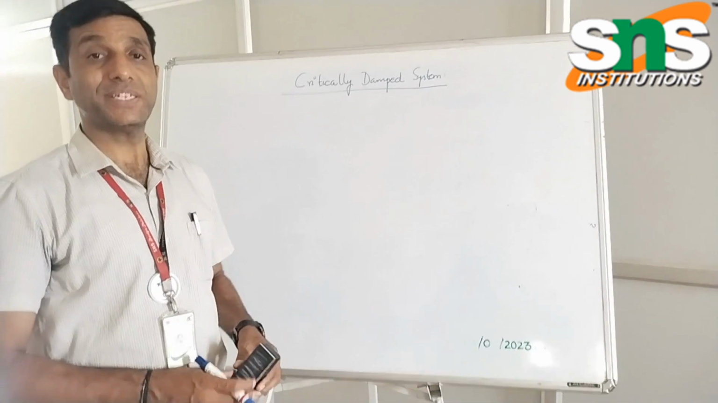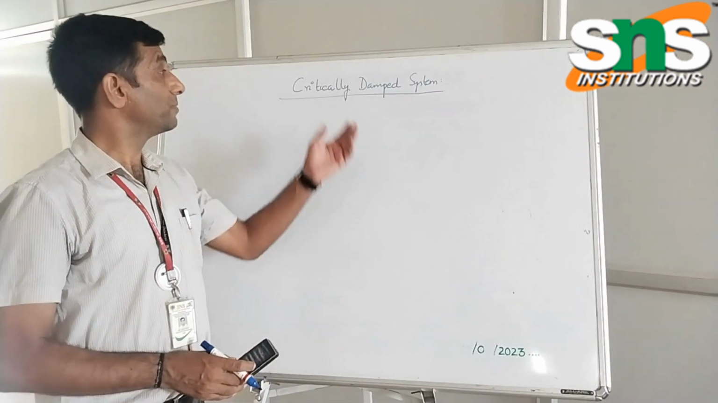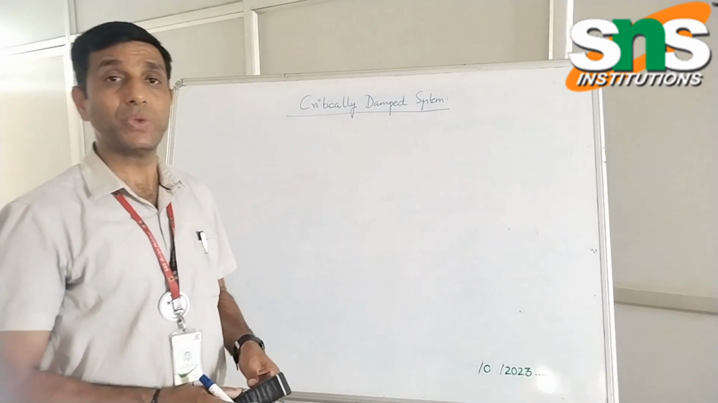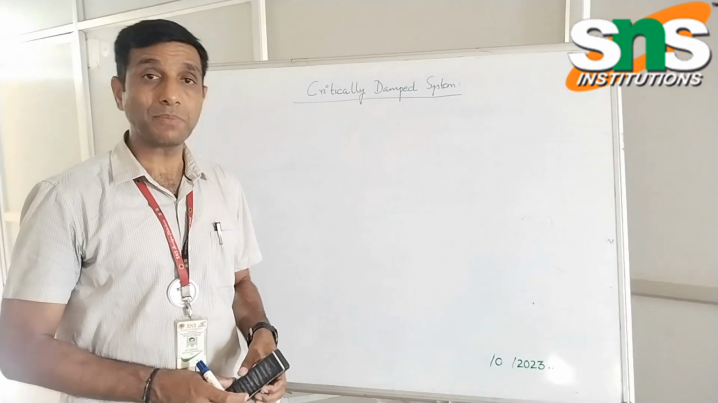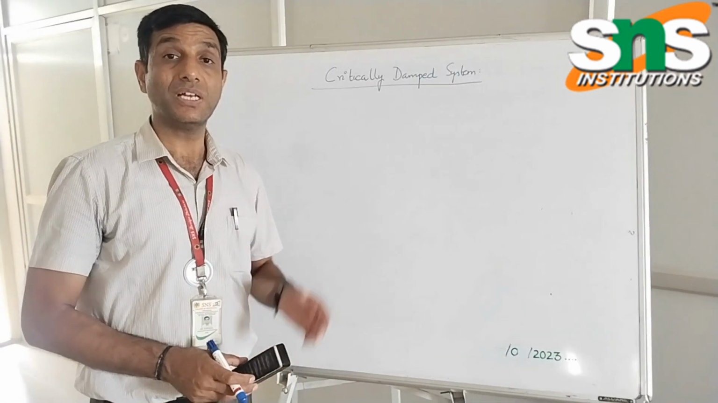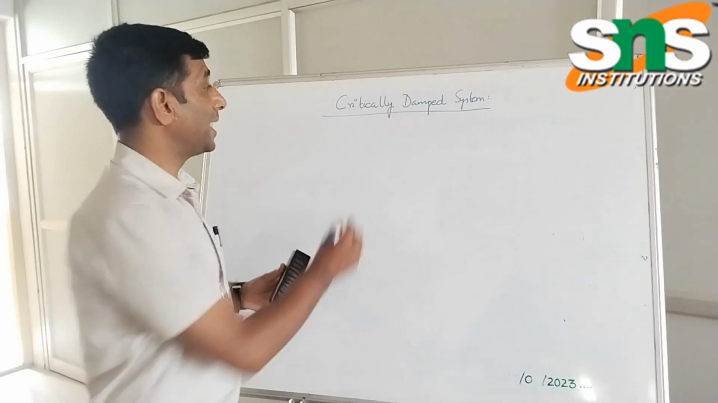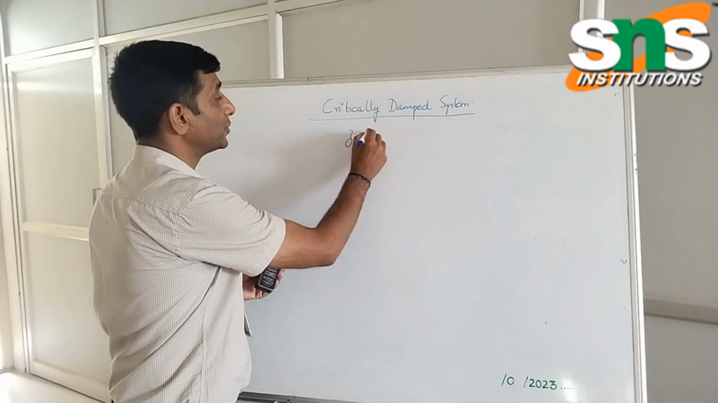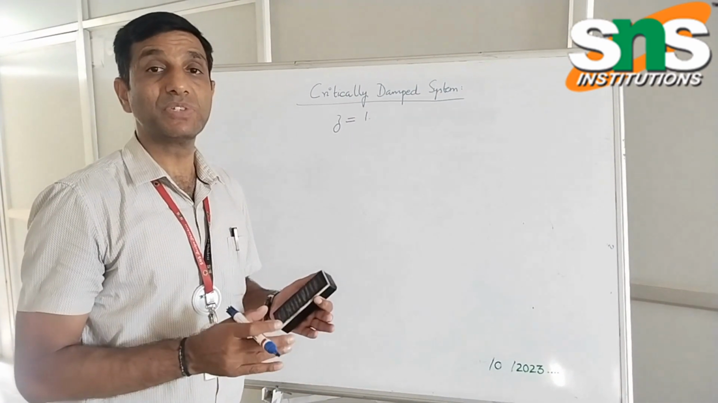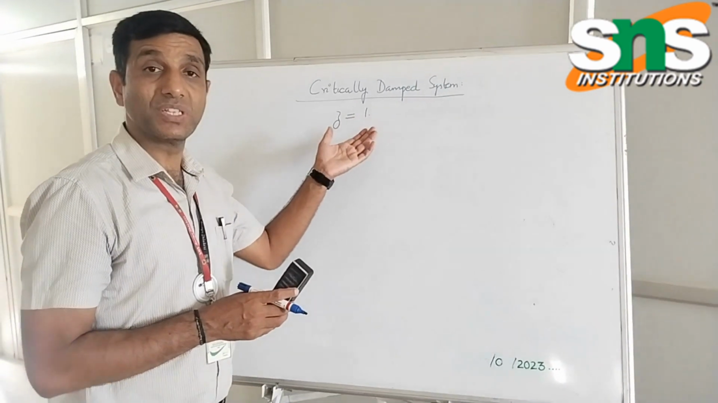So good evening. Welcome to my next lecture series on control systems. In today's class, we'll be discussing the critically damped system. In our previous class, we discussed the underdamped system and its response, and in today's class we are going to discuss the response of a critically damped system. A system is said to be critically damped when its damping ratio zeta is equal to 1. When zeta is equal to 1, the system is critically damped, and most of our robotic systems belong to this category.